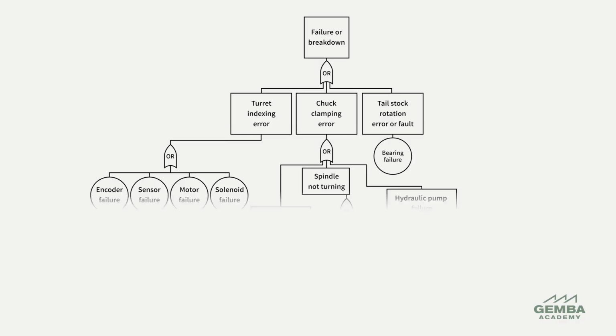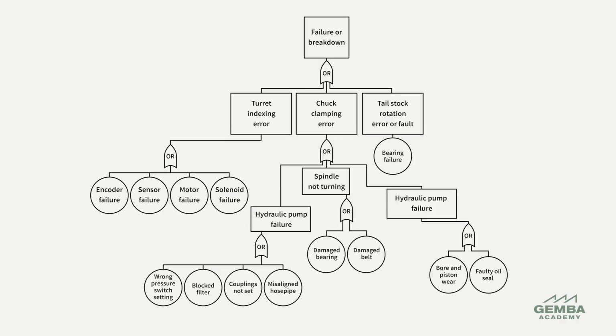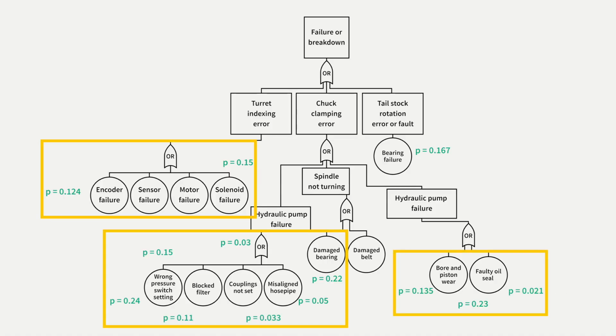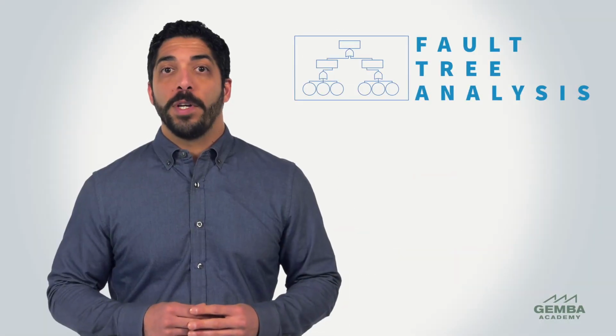A completed fault tree analysis helps us to visualize our understanding of complex systems, quantify the factors that lead to failures, and prioritize our efforts to improve safety and reliability. That wraps up our review of the fault tree analysis method.